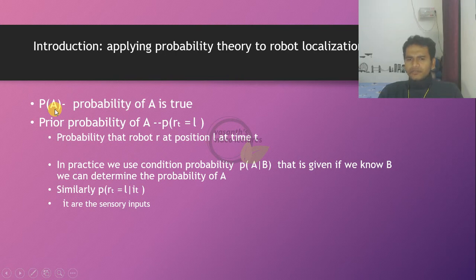if A is true, then only the probability will stand true. Prior to that, we have a prior probability for A, which is P(R_t = L), fundamentally the probability of the robot R at a position L at a time sequence t. So, in order to determine the robot's position, let it be L, this L is the variable which varies with respect to time.